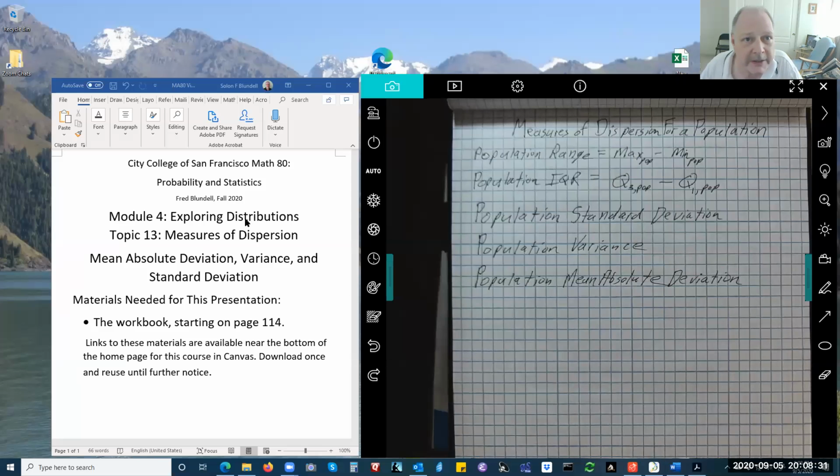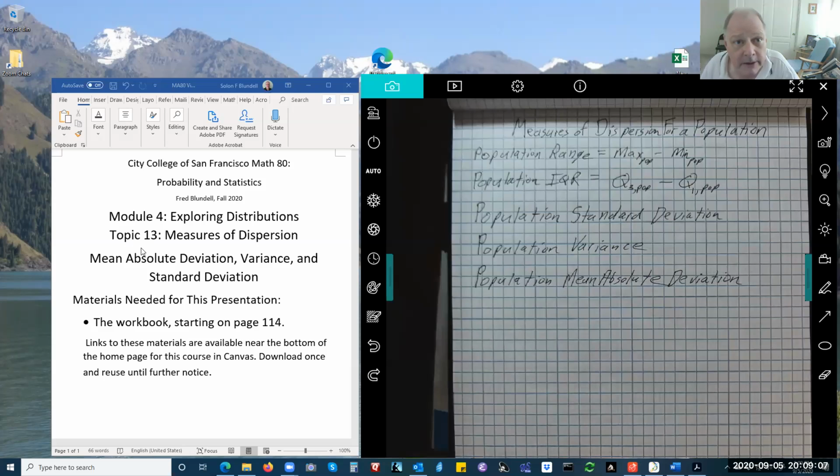This presentation is continuing with Module 4, Exploring Distributions. This is Topic 13 in the workbook on measures of dispersion. And we're going to learn 3 measures of dispersion today: mean absolute deviation, variance, and standard deviation. And we're going to talk about these first as population parameters, and then we'll talk about the sample statistics that you could use to estimate these.